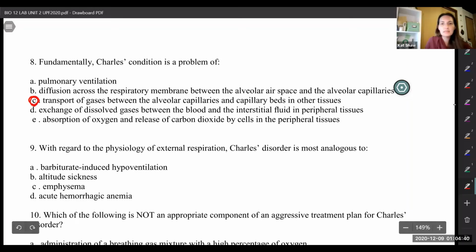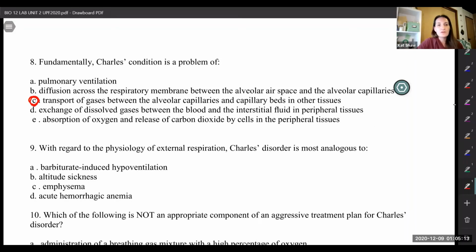That's completely correct, right? It's not a problem with pulmonary ventilation. His ventilation's working fine. Actually, he's breathing normally, right? He's not hypoventilating. And we know that he's breathing fine because his partial pressure for CO2 is normal. Not getting rid of too much CO2 with hyperventilation, not trapping CO2, right? So that's an indicator that his rate and depth of ventilation is normal.